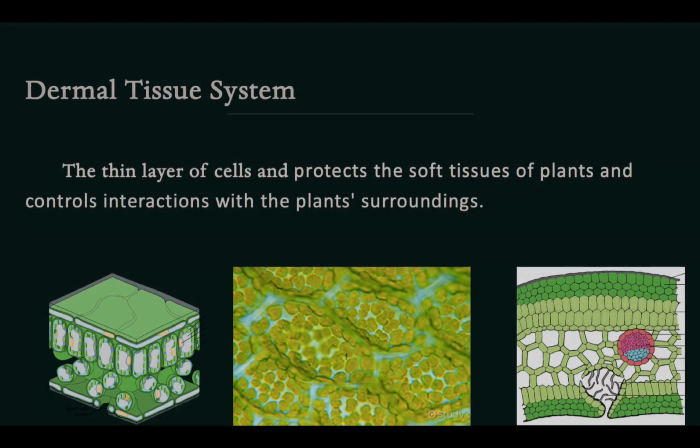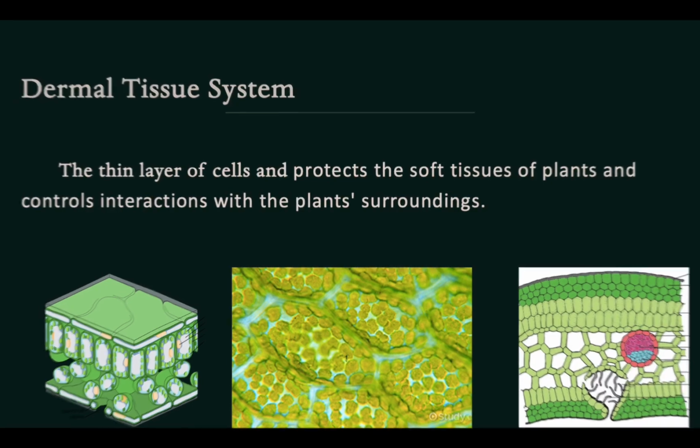And the last system, the dermal tissue system, is a thin layer of cells that protects the soft tissues of plants and controls interaction with the plant's surroundings. We have two tissue types under the dermal tissue system. These are the epidermis and the periderm.